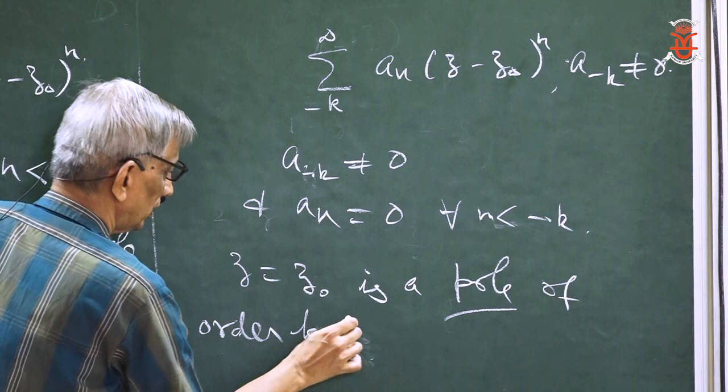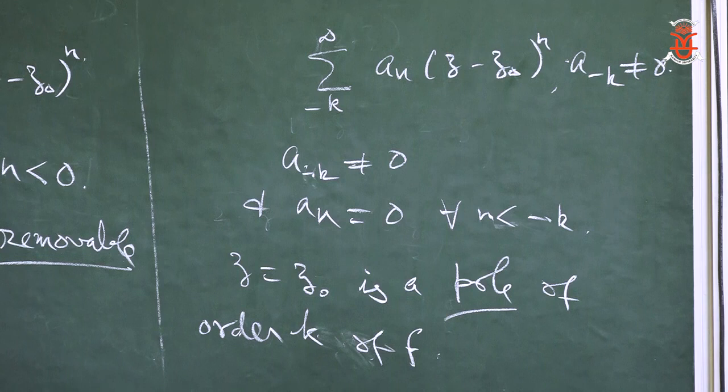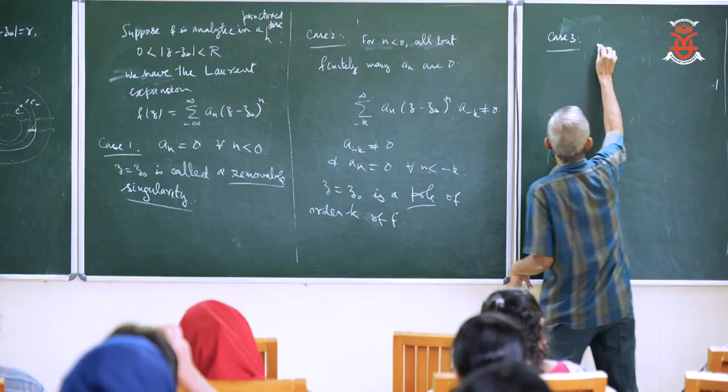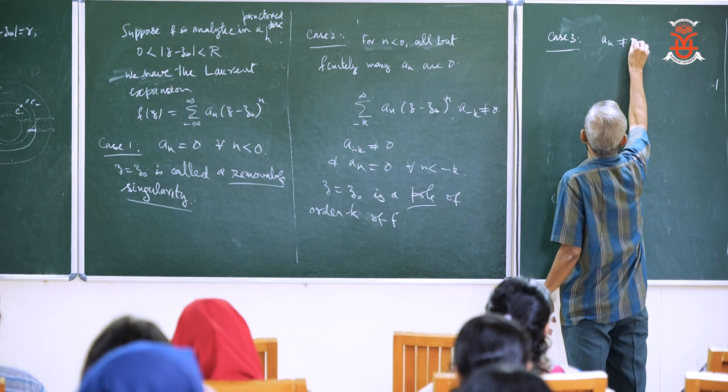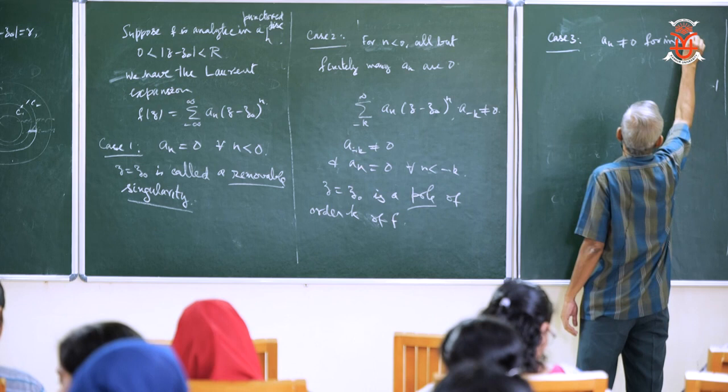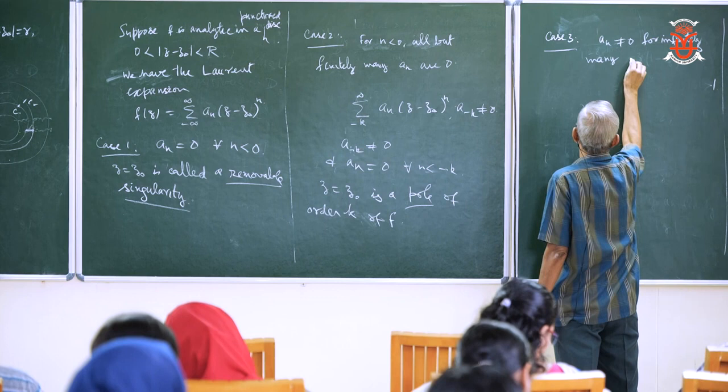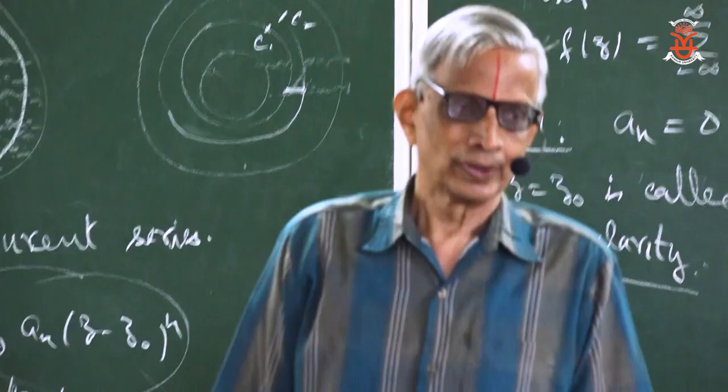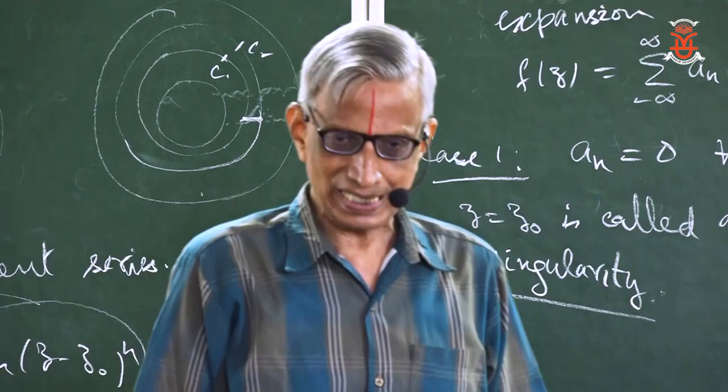Case 3, the last case, is that there are infinitely many a n's for negative n which are non-zero. In this case, it's called an essential singularity.